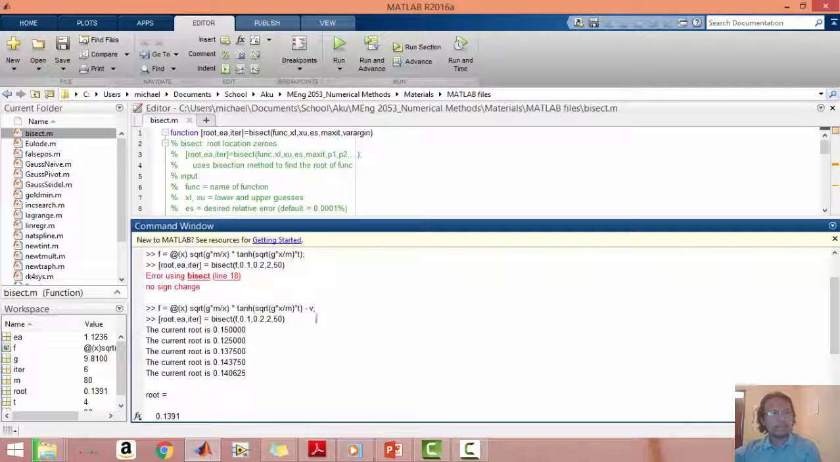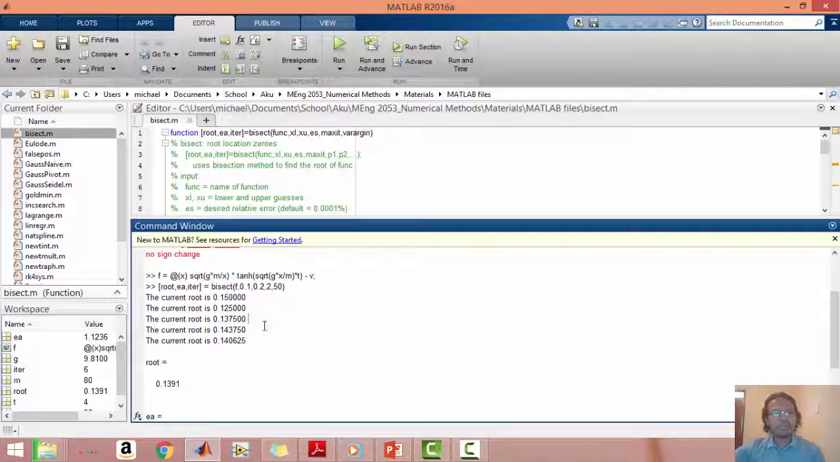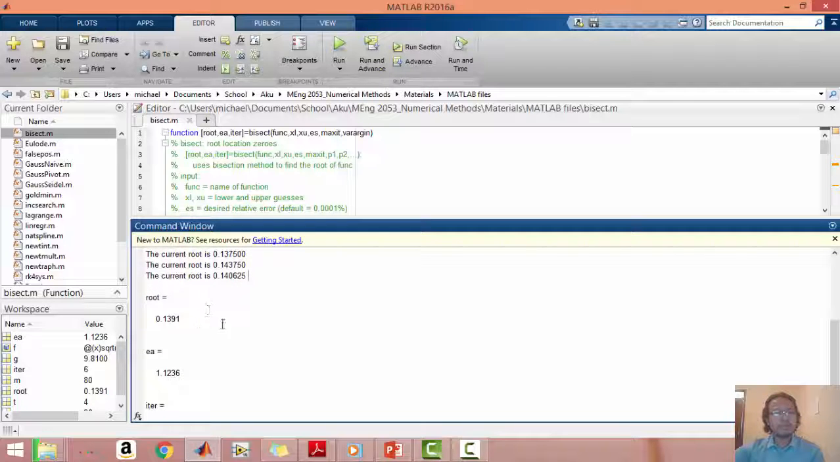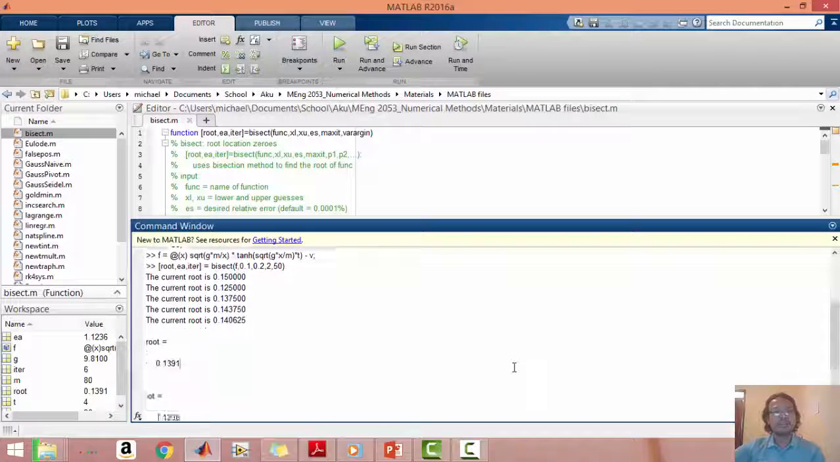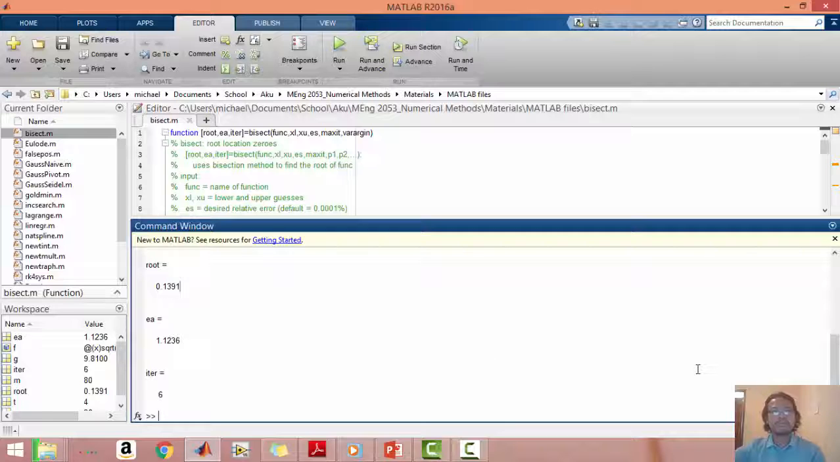So look at this one. Bisection, the first root is 0.15. Next is 0.125, 0.1375, 0.14375, and then 0.140625, until at the sixth iteration the root is 0.1391. The second criterion, the relative error, is 1.1236 at the end of the sixth iteration. So I hope you understand this one, and with that, thank you.